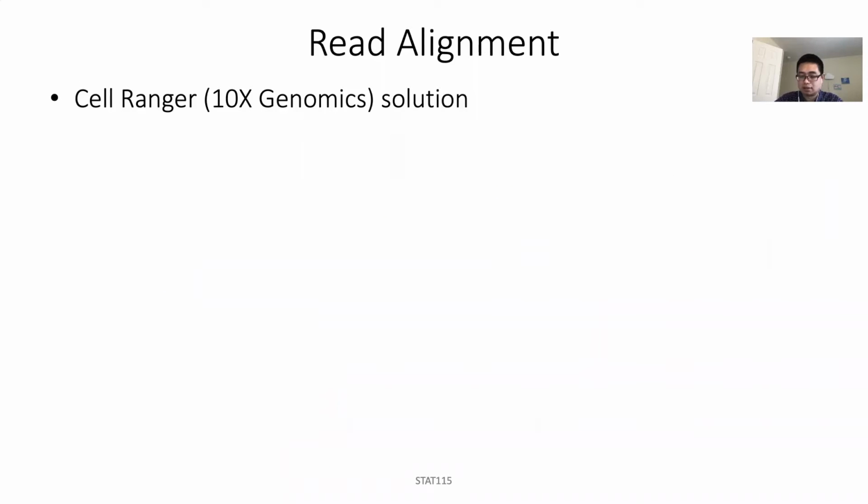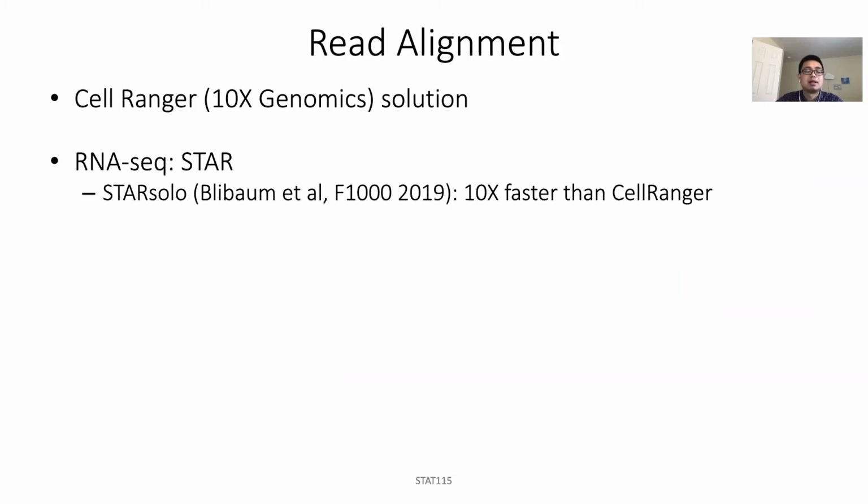So, okay, the first step when you get the data is always to align the data to the reference, whether it's a transcriptome or genome, right? Cell Ranger is a 10x Genomics solution, so it's from the company. It can do the single cell RNA-seq analysis, also single cell ATAC-seq data analysis. The problem with that is it's kind of slow. It may take over like 20 hours to just process a medium-sized dataset.